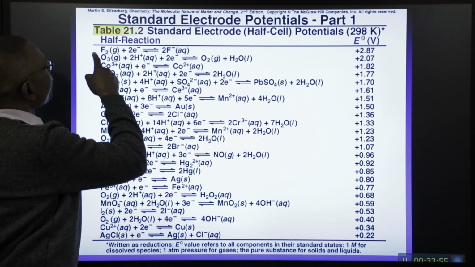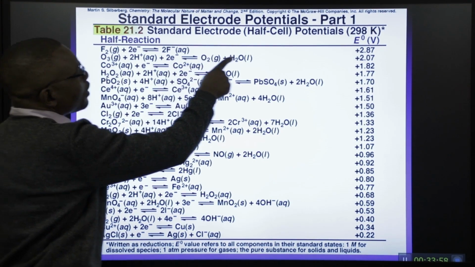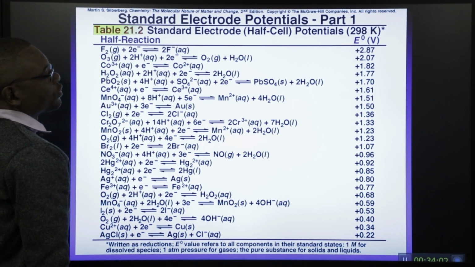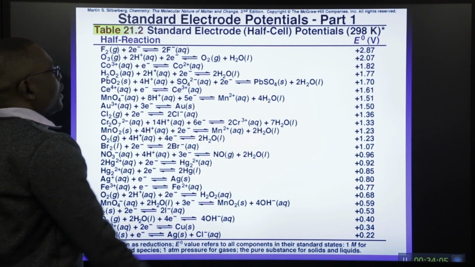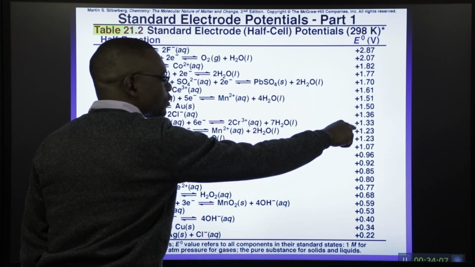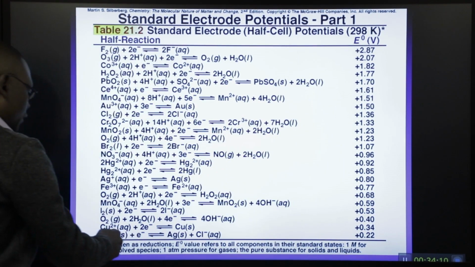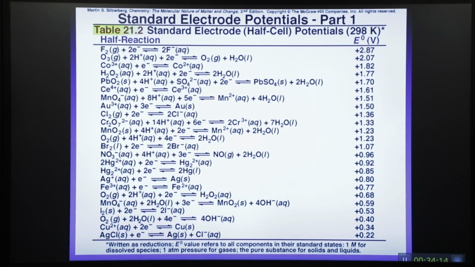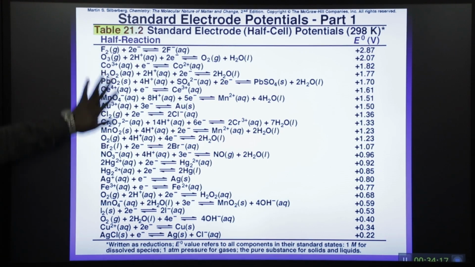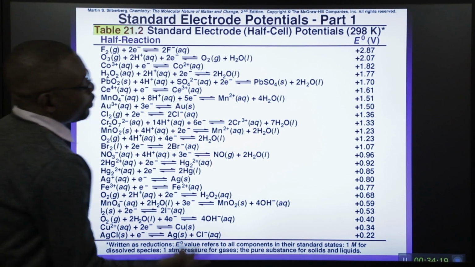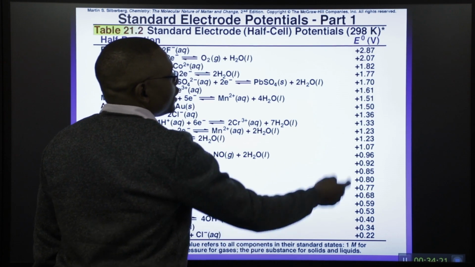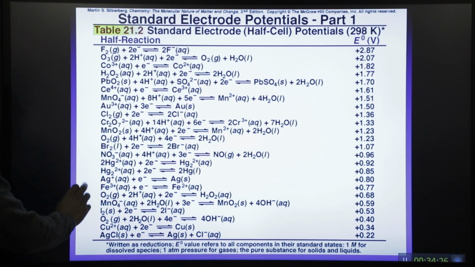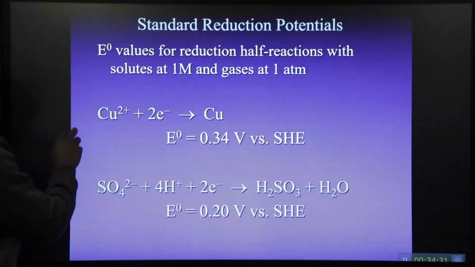So as you can see, fluorine has got the highest standard electrode potential, E naught, which is plus 2.87, and as you go down, it's decreasing consistently down to silver, which has got a standard potential of plus 0.22. So what can we say about these ones? What we have observed already is that all these values are positive. What does that mean? Let me take you back a little bit.